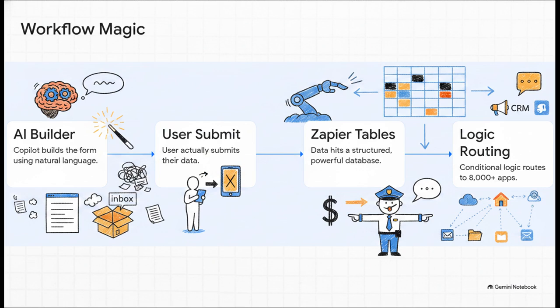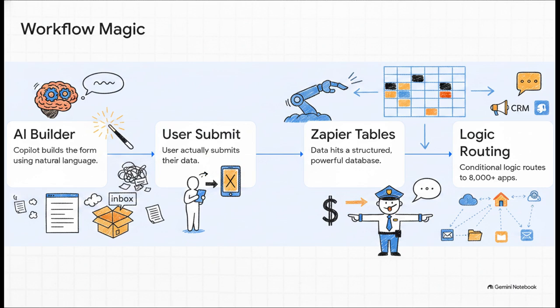Step 3. That data immediately hits Zapier tables. You don't have to export a CSV, you don't have to manually update some clunky spreadsheet. It is instantly organized into a structured, powerful database without you lifting a single finger. And then step 4, pay very close attention here, recruits, because this right here is the secret sauce.